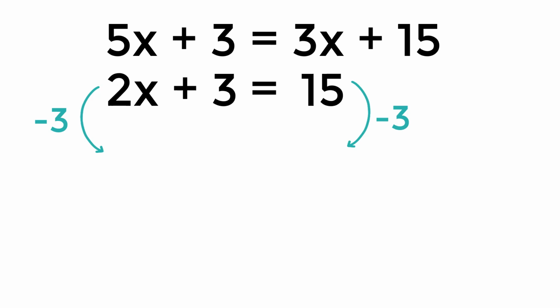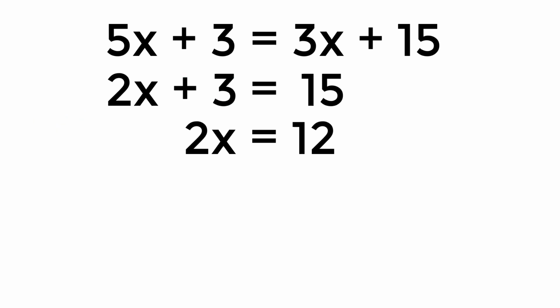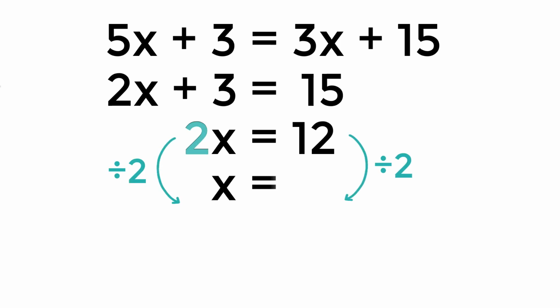On the left side, positive 3 and negative 3 cancel out, leaving 2x. On the right side, 15 minus 3 equals 12. So the equation becomes 2x equals 12. Finally, since x is multiplied by 2, we divide both sides by 2. So x equals 6.